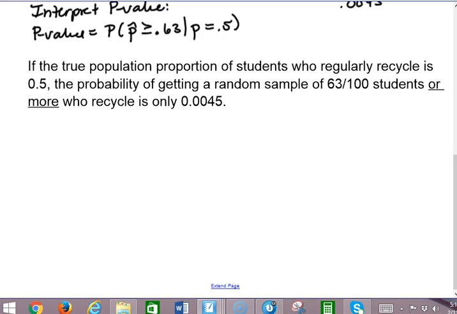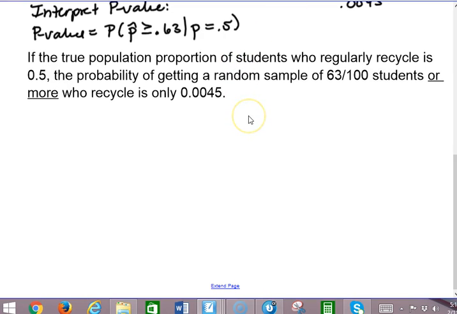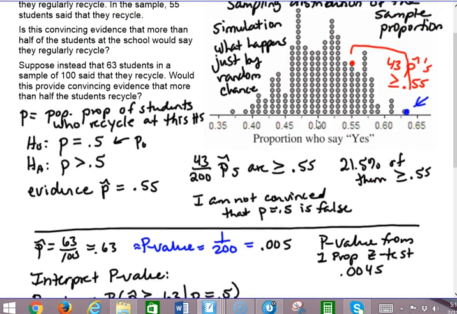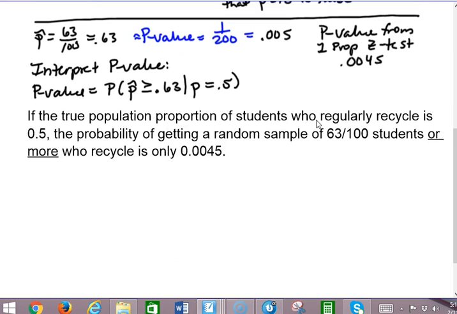If the true population proportion of students who recycle is 50%, the probability of getting a random sample of 63 out of 100 students or more who recycle is only 0.0045. Now, that's what the p-value means. Now, the question is, is this enough evidence, is this convincing evidence that more than half of the students would say they recycle? So this is called making a decision with the p-value. So this is interpreting the p-value, okay, symbolically and in words. This now is making a decision with the p-value.